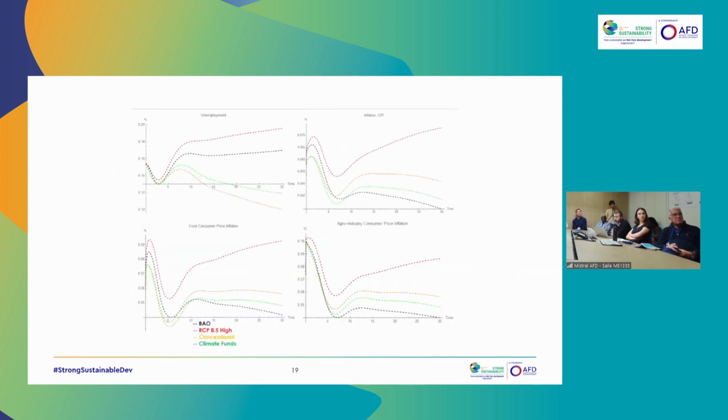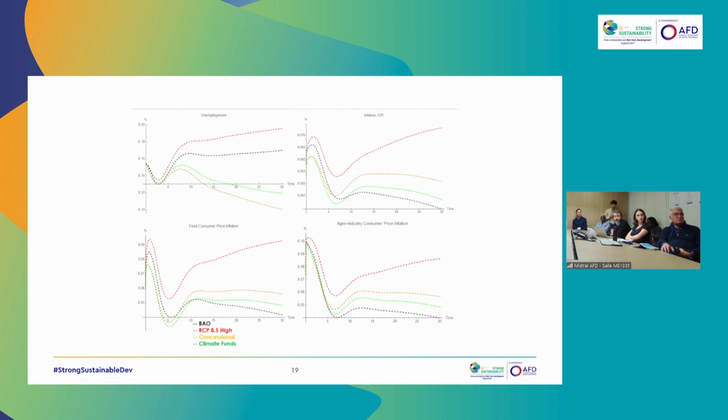So now what you're looking at is, again, a similar simulation, not the same. The black is the baseline. The red is the bad scenario. The orange one is when the adaptation policy is financed only by concessional lending, and the green one is where the adaptation policy is financed 50% by climate funds and 50% by concessional lending. And as you can see, the adaptation policy will work in terms of bringing unemployment down.